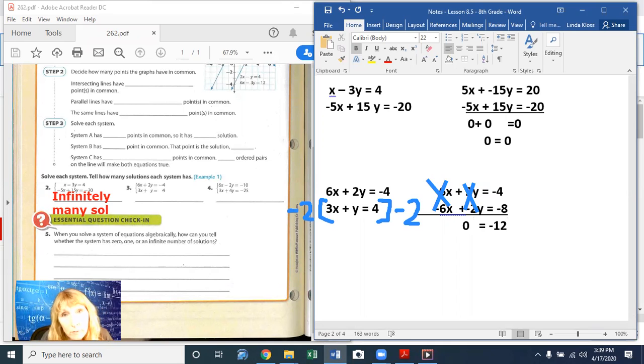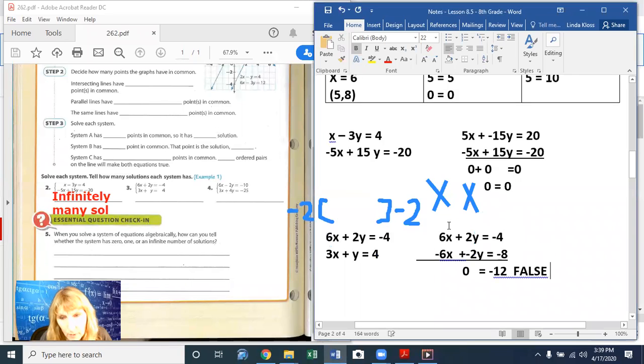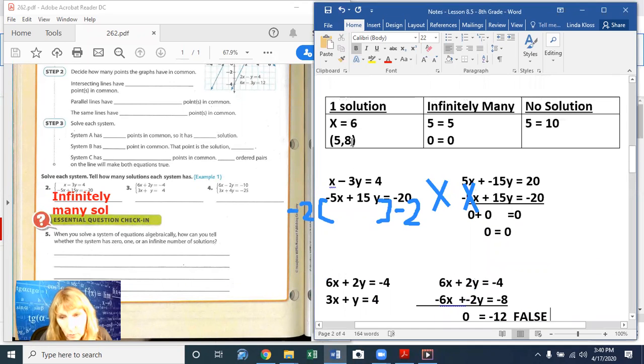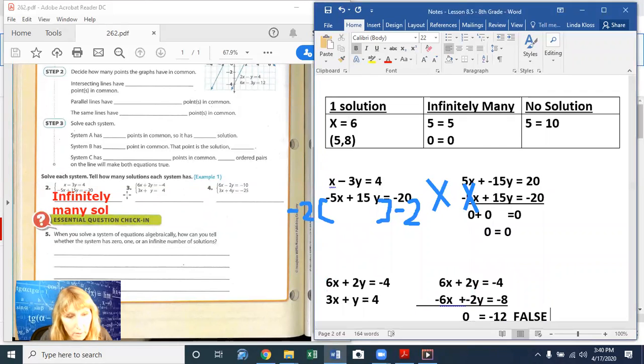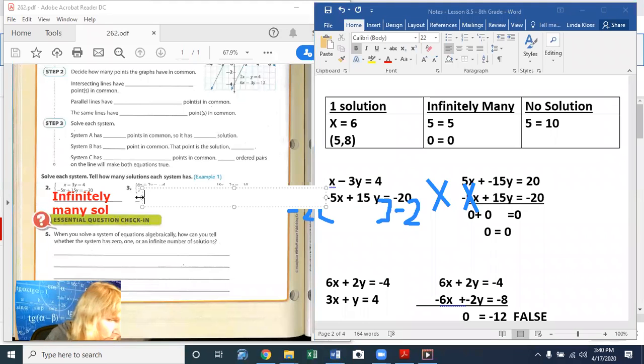0 equals negative 12. That's a false statement. I go way back up here. Which one of these is a false statement? This one, right? 5 equals 10, false. Just like 0 equals negative 12, false. So this system has no solutions. So we're going to put that in. No solution, no solution.